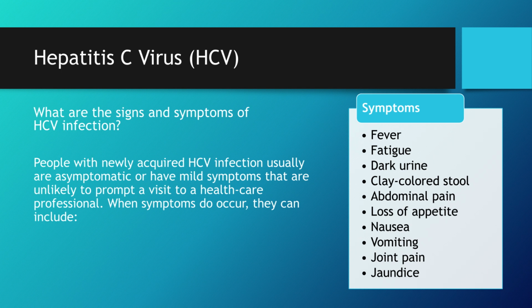What are the signs and symptoms of HCV infection? People with newly acquired HCV infection usually are asymptomatic or have mild symptoms that are unlikely to prompt a visit to a healthcare professional. When symptoms do occur, they can include fever, fatigue, dark urine, clay-colored stool, abdominal pain, loss of appetite, nausea, vomiting, joint pain, and jaundice.